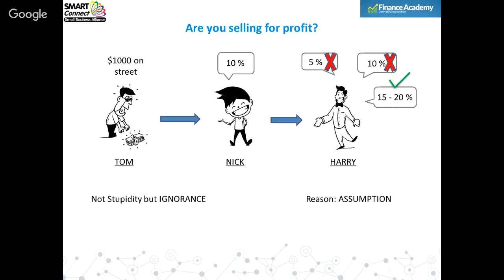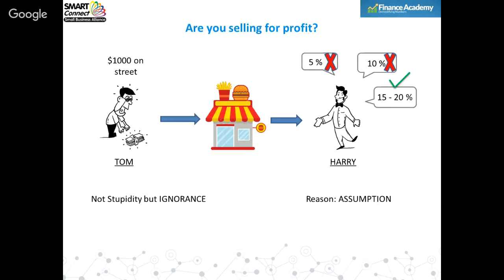If their assumption happens to be right, then business ends up making some profit. If the assumption happens to be wrong, I'm sorry to say, most of the time business will be struggling to pay the bills and very soon they will be out of business. Now, let us get rid of Nick and let us replace Nick with your business. Or in this example, let us have Melbourne Burger Shop here.